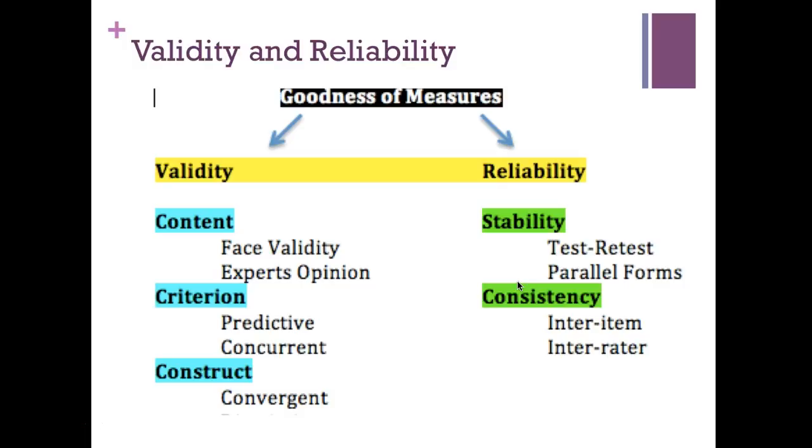Face validity, expert's opinion. You're the expert, you've created the assessment, you've done the instructions, so basically you're setting up assessments that assess students' ability to show understanding of the content. Criterion means, is that information that you got predictive of future success or failure? Concurrent is something you don't have to worry about. Construct validity basically means, is it constructed well enough to measure what it says it measures?